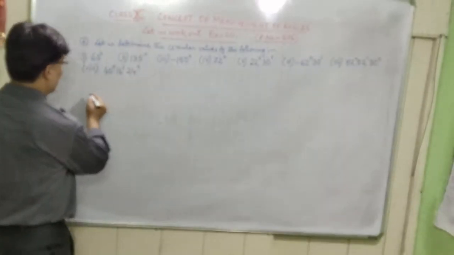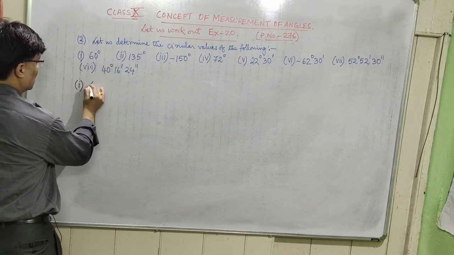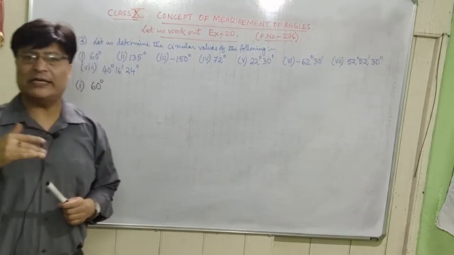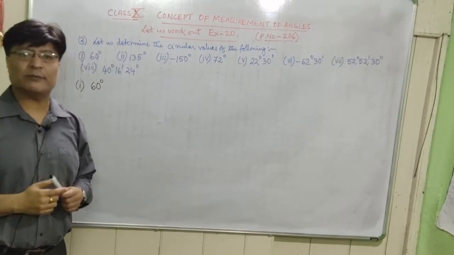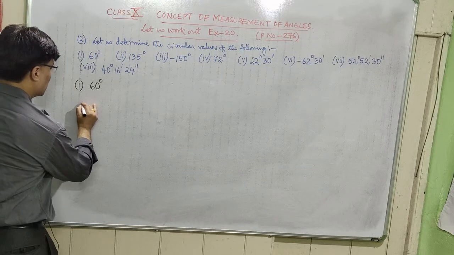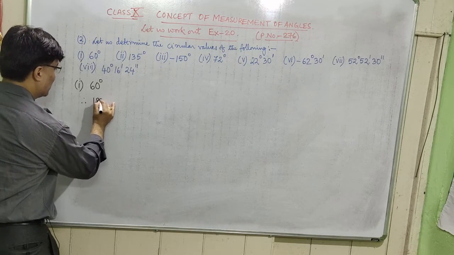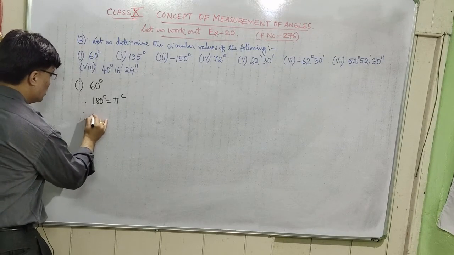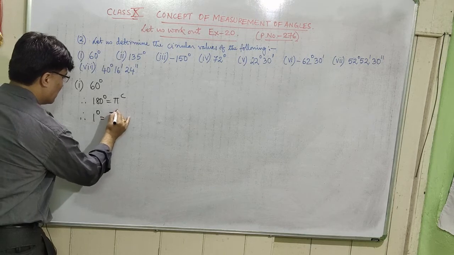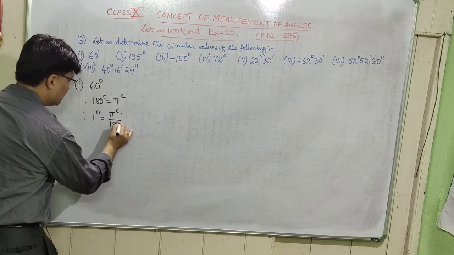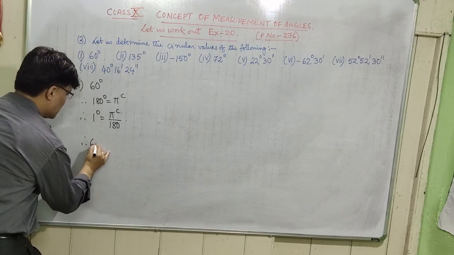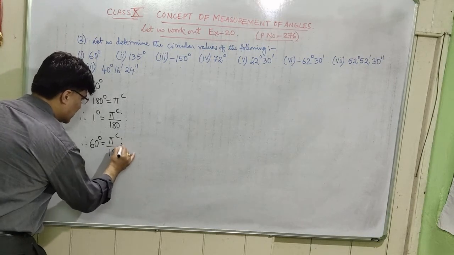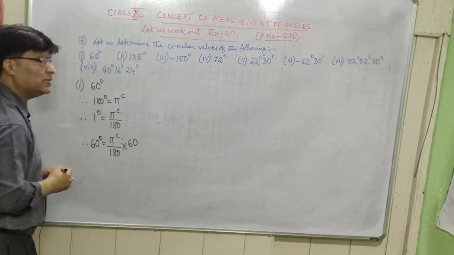So let's do this question number 1. Here question number 1 is 60 degree. You have to convert this 60 degree in terms of radian. Radian means in terms of pi. So you know the formula, that 180 degree is equal to pi radian. So 1 degree is equal to pi radian by 180. So what is 60 degree now? 60 degree is equal to pi radian divided by 180 into, multiplied by 60.